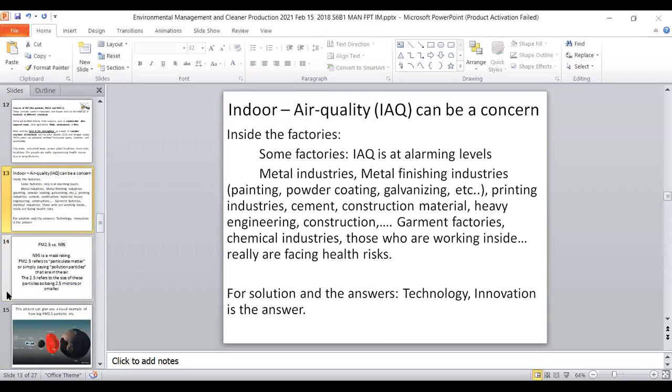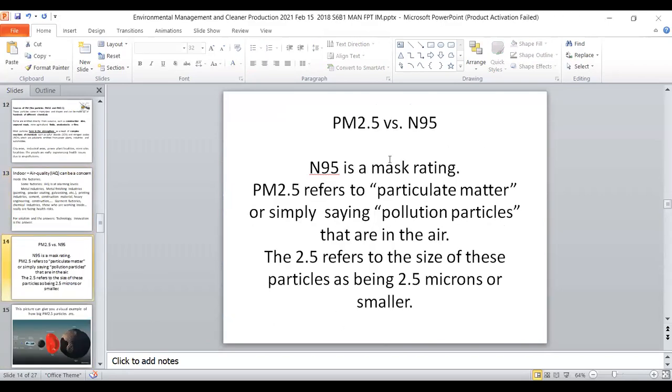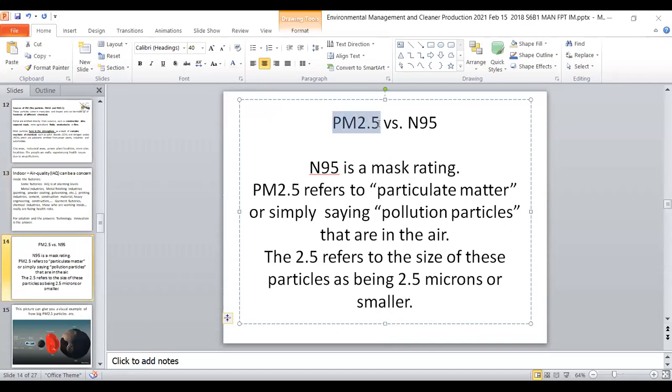Okay. So if you think about masks, on one side we have PM 2.5 and all the chemicals. N95, either is okay, N95 or KN95, because N is the US standard and KN is the Chinese standard. N95 is the mask rating, so I thought of sharing this as well.